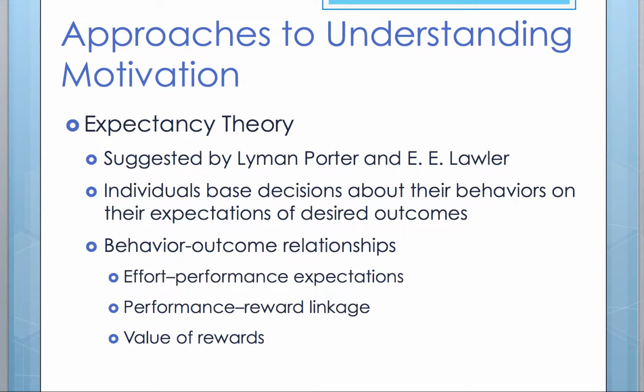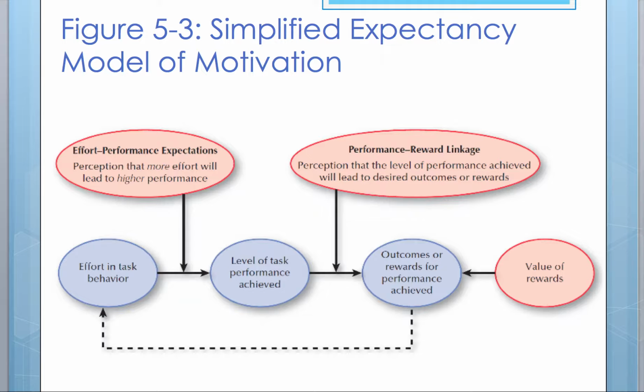Under expectancy theory, Porter and Lawler suggested that we base our decisions about our behaviors on expectations of desired outcomes, and that relationship can impact both the effort that we put in and the performance that comes out, as well as the linkage between the performance and how we're rewarded and the value of those rewards and the various degrees in which they're provided to us. They simplify this using a diagram so that you can visually see how those are all factored in. And you can see that the cycle just keeps repeating.